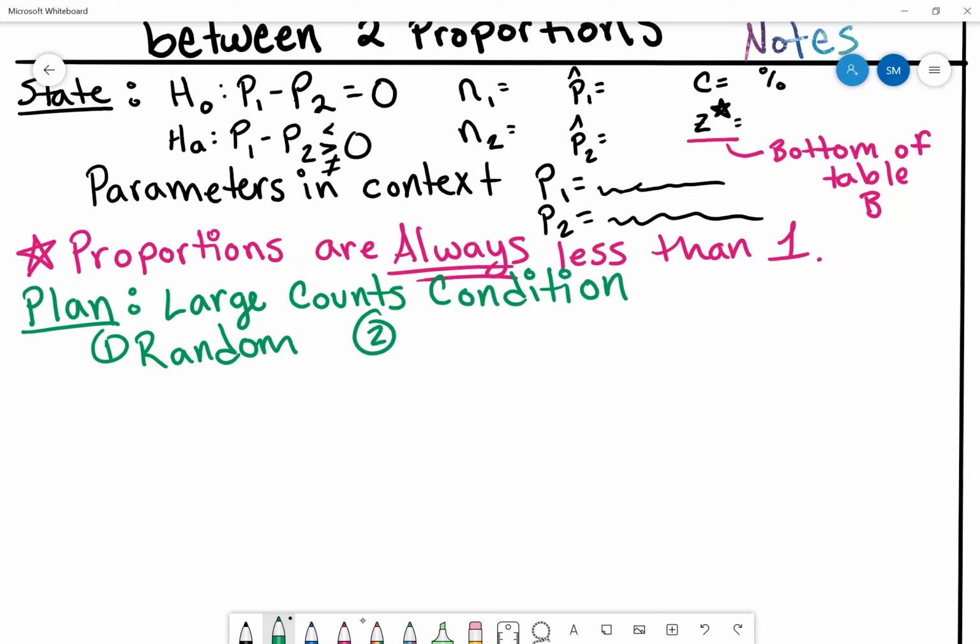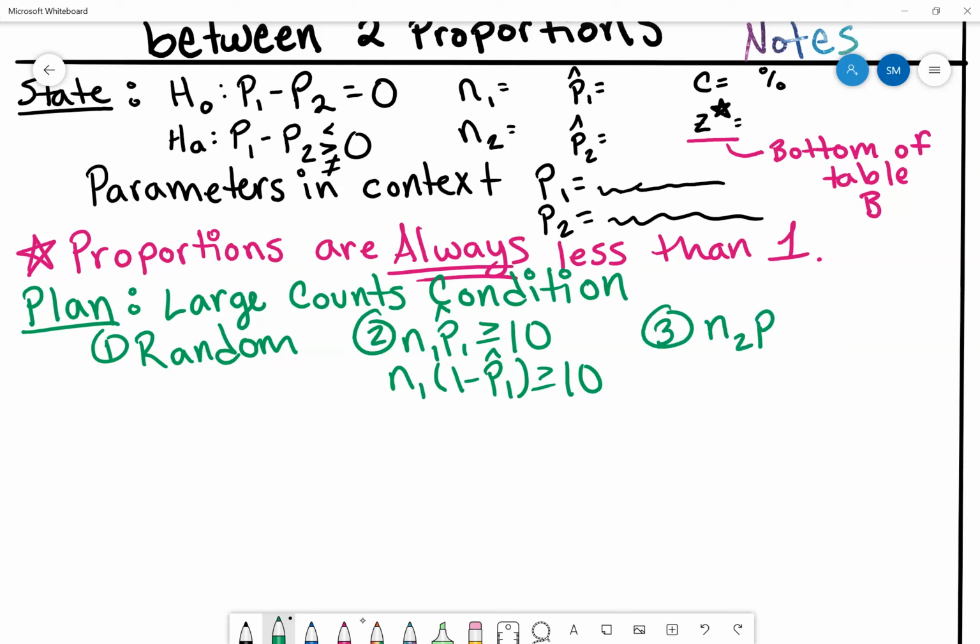The second part is the sample size of the first set of data times the sample proportion of the first set of data greater than or equal to 10. Also is the sample size times 1 minus p hat greater than or equal to 10. So we're trying to figure out if 10% of the data is a success and 10% of the data is a failure. The third thing is you have to do the exact same thing, but with the second set of data. So you have to check both of those.